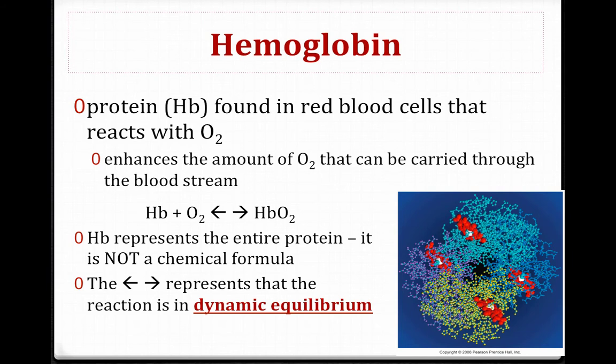Hb represents a protein. It is not a chemical formula. The protein formula is actually very complicated. But what I want you to notice is the double arrow. A double arrow is always an indication that something is at dynamic equilibrium. Not every chemical reaction goes to dynamic equilibrium, so that double arrow is very specific to this certain type of reaction.